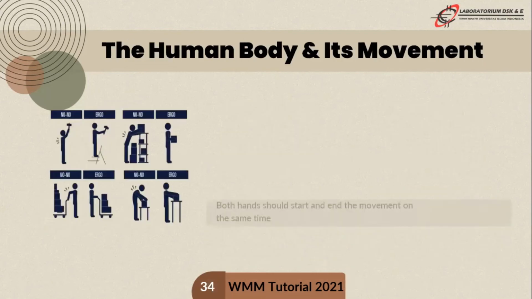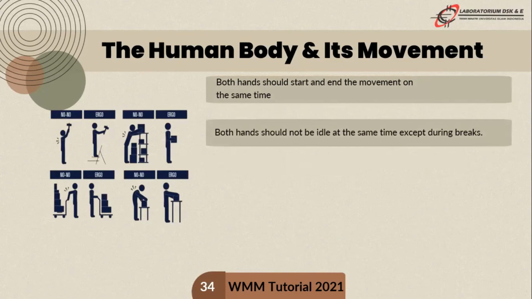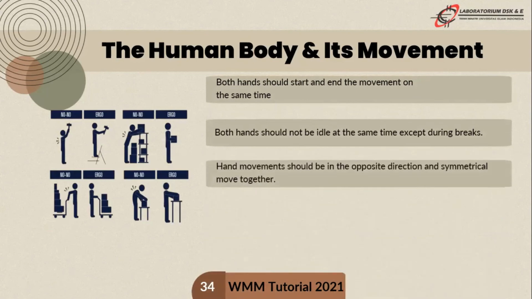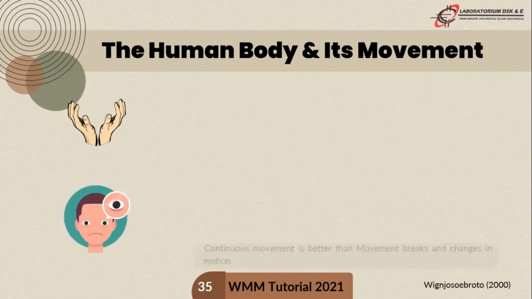Let's talk about the human body and its movement. Both hands should start and end the movement at the same time. Next, both hands should not be idle at the same time except during breaks. Hand movements should be in opposite directions and symmetrical. Hand and body movement should be safe by using only the necessary limbs. And last, take advantage of momentum to help the work, so that it can reduce muscle work.